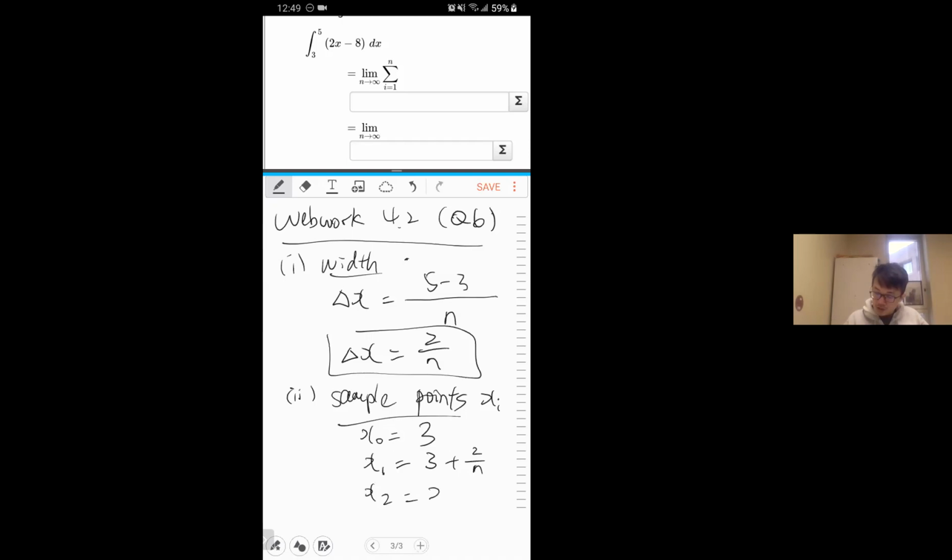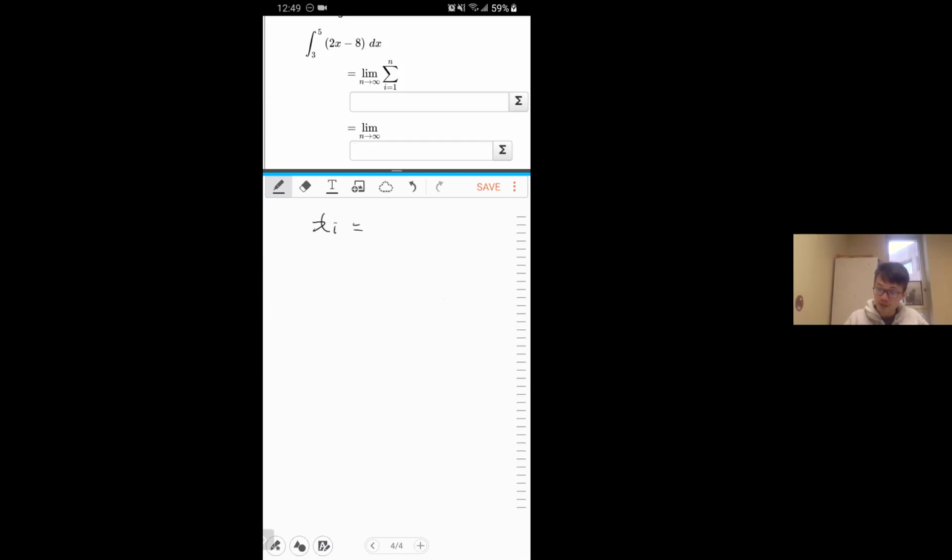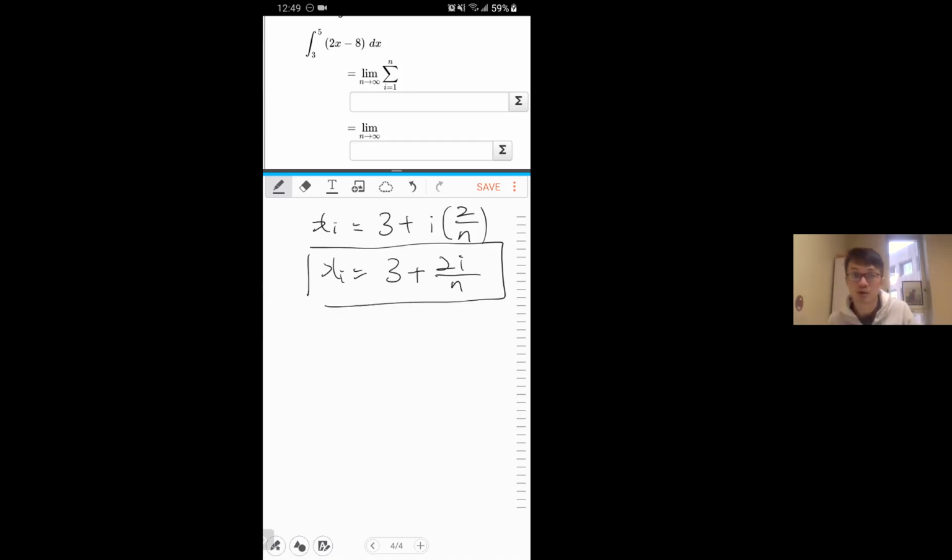Yep. So add 2 copies of 2 over n to 3, so on and so forth. So xi would be 3 plus i copies of 2 over n. Is it okay? So 3 plus 2i over n. That's your xi. Questions? Is it okay?